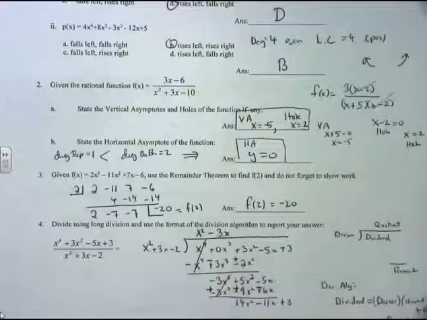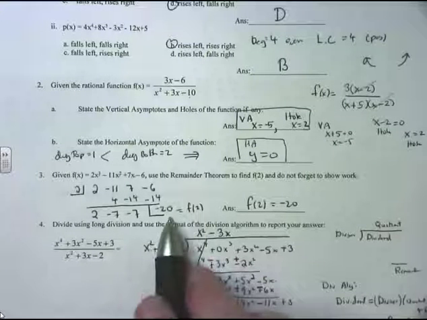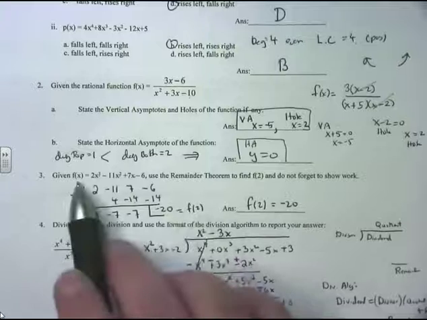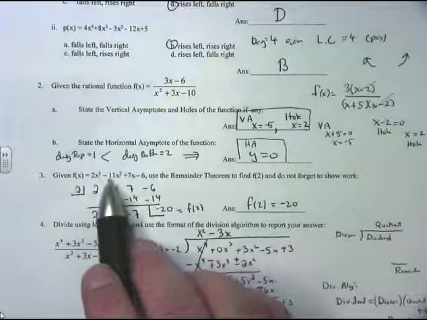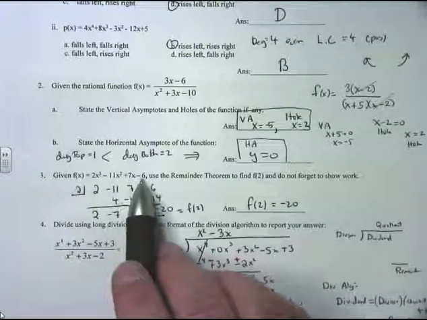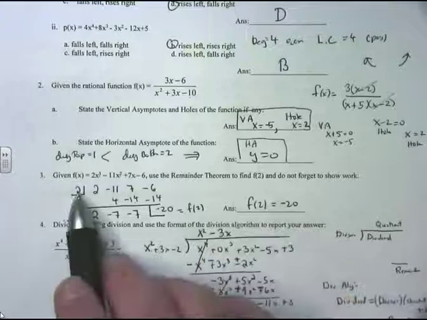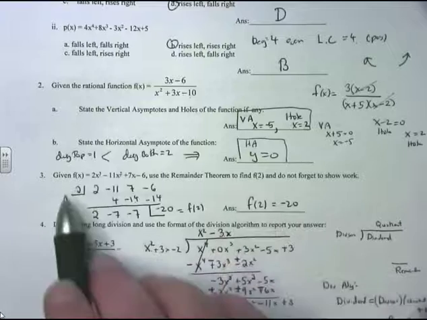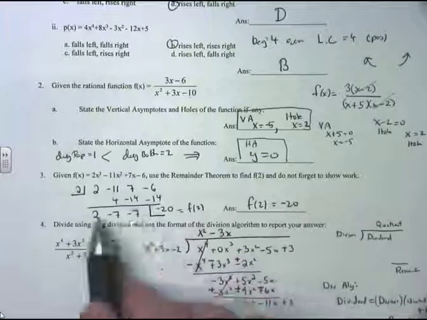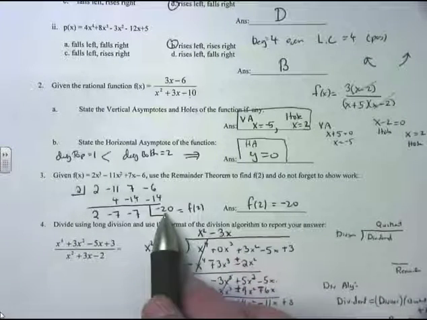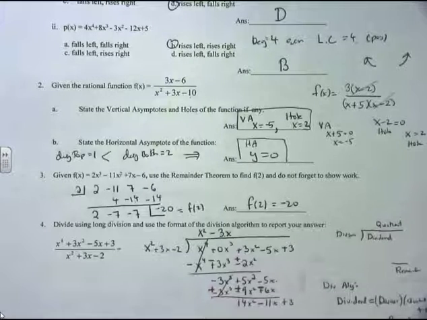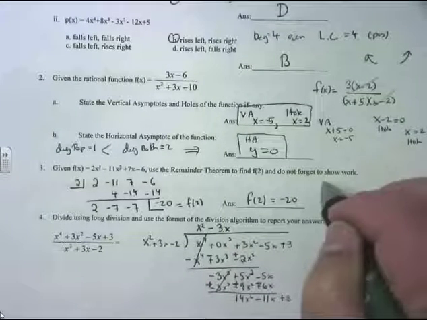People asked me about this problem in class, so I went ahead and did it for them. I got f of x is equal to 2x cubed minus 11x squared plus 7x minus 6. Use the remainder theorem to find f of 2, which means I can take 2 and divide into the coefficients of my polynomial, and when I get my remainder, that'll be my functional value. The other way I could have done this was just like this.